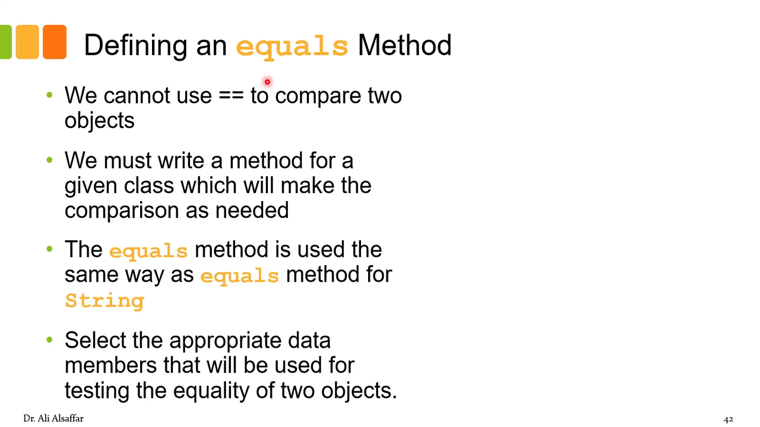And for comparing two strings, we cannot use less than, and we cannot use equal equal. Why? Because they are classes, and classes are not primitives. We need to use methods for comparing.